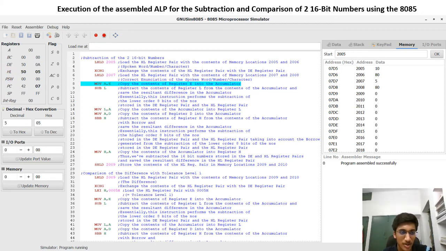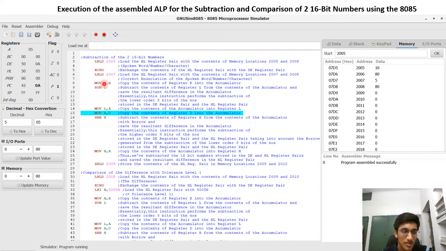Then we move on to perform the subtraction of these 16-bit numbers. Once we have subtracted the lower order 8 bits of the 2 numbers, which were 0AH and 05H, there will be no borrow generated in this subtraction, and consequently 05H will be the data byte stored in the L register. Then we perform the subtraction of the higher order 8 bits of the 2 registers, and on doing so, we would obtain 00H.